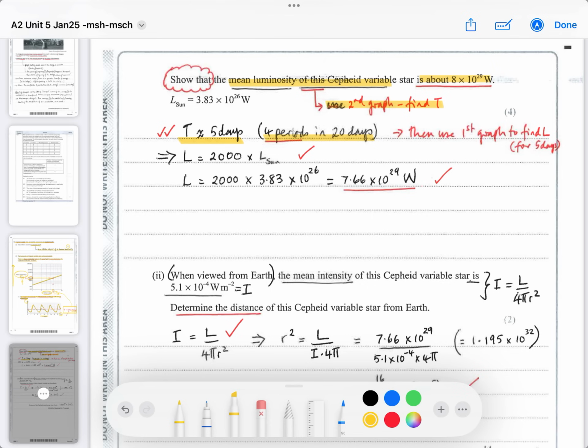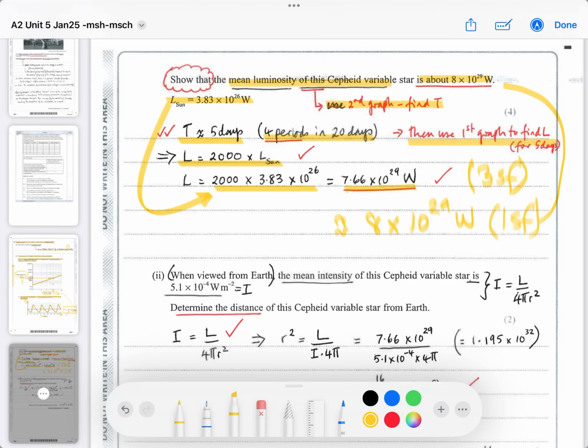You should count as many as possible. Then you use this first graph to find where 5 days was, as I showed you. Then you multiply it by the luminosity of the sun, and the luminosity of the sun is given here. So you put that into the equation, and it's going to be 2000 times the luminosity of the sun, which gives you a value of 7.66 times 10 to the 29, which is approximately equal to 8 times 10 to the 29 watts to one significant figure, which is what they asked us to show.